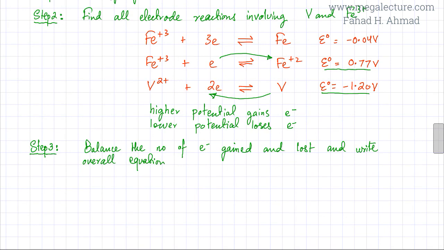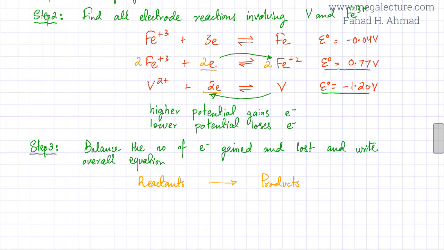So if you look at the two reactions that I've selected, the higher potential one that is gaining electrons and the one that is getting oxidized or losing electrons, you would notice that Fe3+ is only gaining just one electron, whereas V is losing 2 electrons. So I need to balance the number of electrons that are gained and lost. For that, I would need to multiply this equation by 2. If I multiply the entire equation by 2, then the number of electrons being gained and the number of electrons being lost become equal.